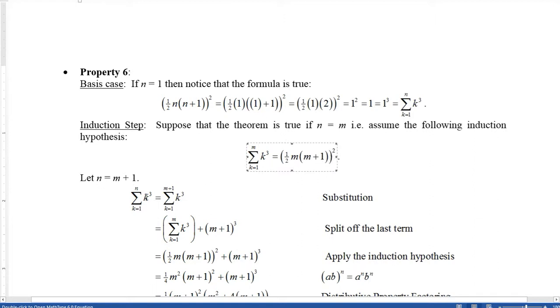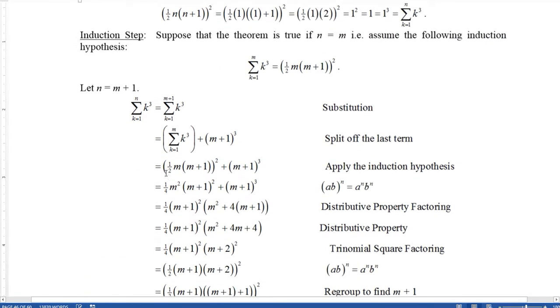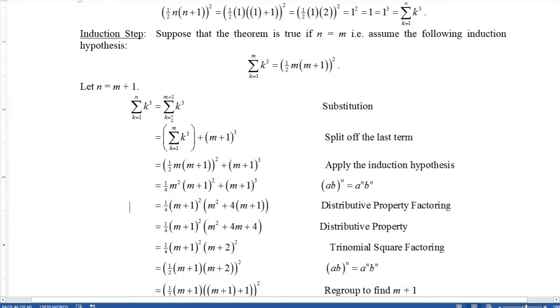Now let n be m plus 1. So the sum from k equals 1 to n of k cubed is the sum from k equals 1 to m plus 1 of k cubed. That's just substituting n equals m plus 1. And once again, like the last proof, we split off the last term where the index k is m plus 1, so we get m plus 1 cubed, plus all the other ones from k equals 1 up to m.